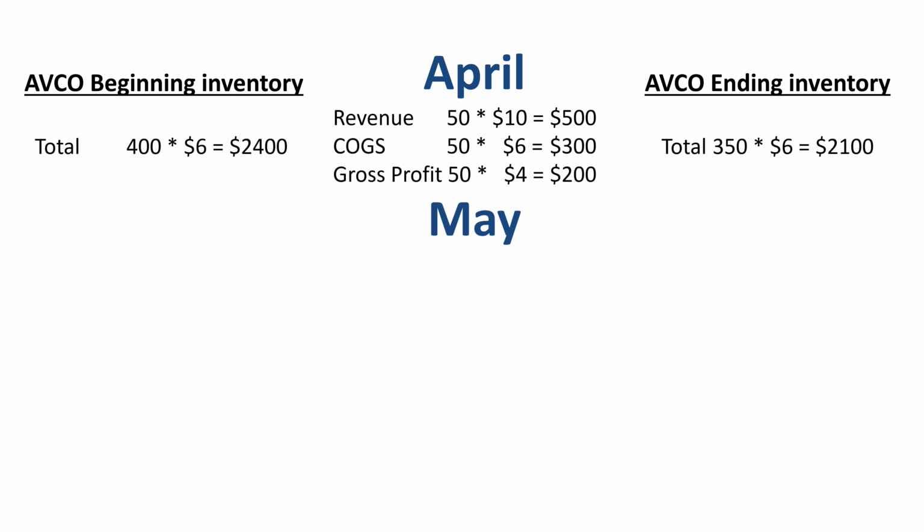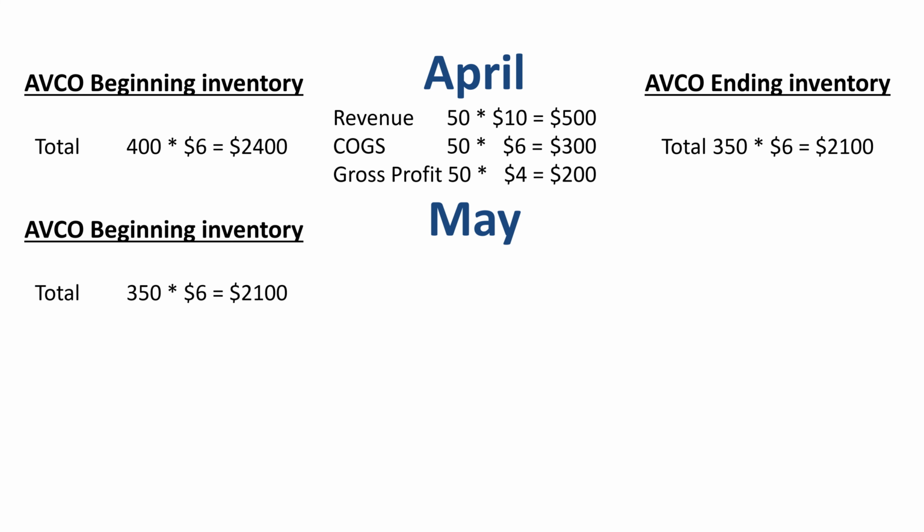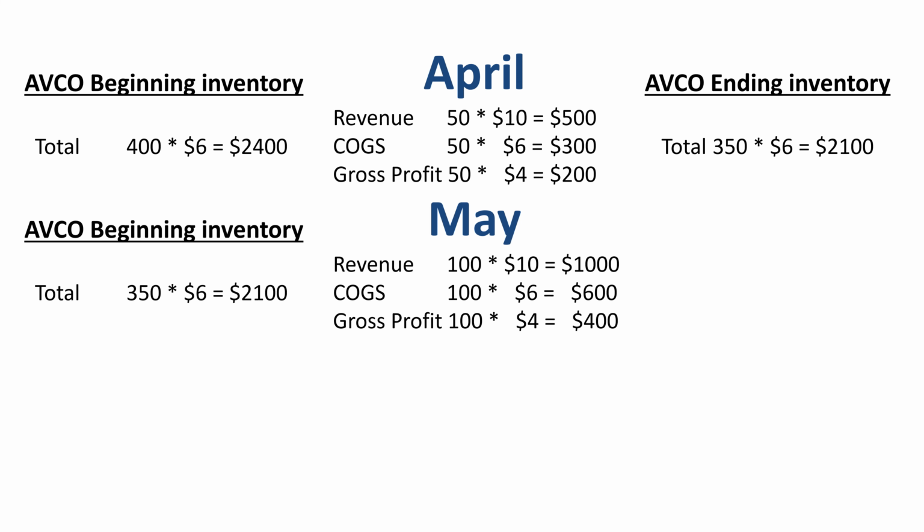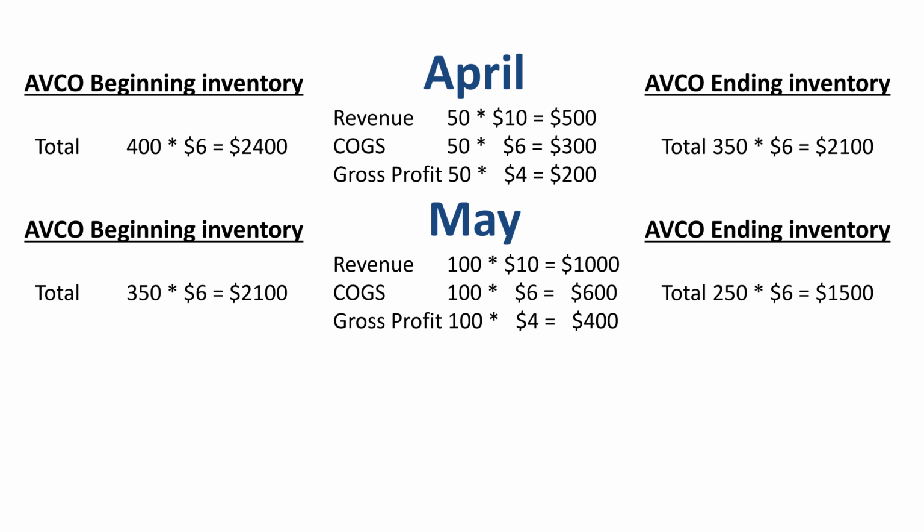The ending inventory of April is the beginning inventory of May. 2 boxes of toy giraffes are sold in May. In the income statement for May, revenue is 100 units times $10 is $1,000. Cost of goods sold, or COGS, is 100 units times $6 is $600. And gross profit is $400. The remaining 250 units, beginning inventory minus units sold, go into the ending inventory at the average cost of $6 per unit, so $1,500 of inventory value.